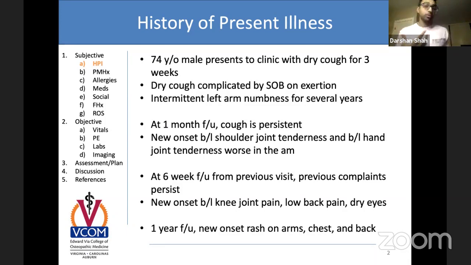At 1 month follow-up, his cough is still persistent. He now has new onset bilateral shoulder joint tenderness and bilateral hand joint tenderness, worse in the morning. And then from there, another 6 weeks from the previous visit, his previous complaints are still persisting, but now he has new onset bilateral knee joint pain, low back pain, and dry eyes. And then 1 year from then, he now has a new onset rash on arms, chest, and back. Okay, so a lot to take in there, a lot of issues. We've been following this patient now for about 1.5 years.